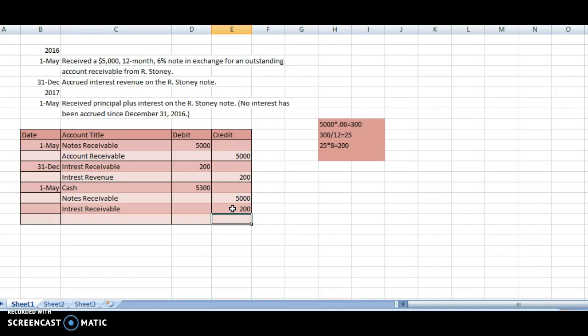But there is one last step, because they have so far only paid $200 worth of the $300 interest. So we have to put that in now as interest revenue, because they have paid it, and that's the remaining $100. So the $200 that was accrued on December 31st, and then the $100 that is now earned because they have paid on their note. I apologize.